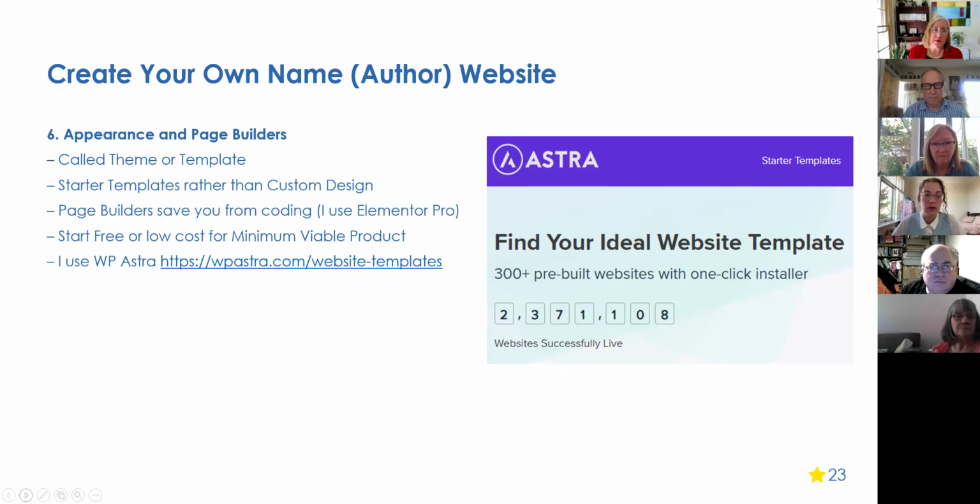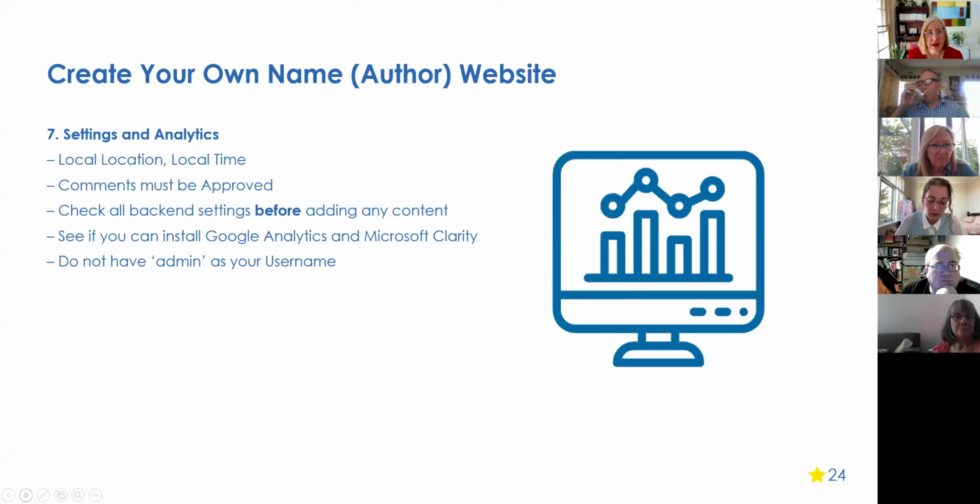So the layout of your website is called a theme or a template. And so, as I said, don't bother with a custom design as a starting point. Just start with something free that's in regular use and build up over time. Page builders will save you from having to manually code things. And I use WP Astra and one of the website templates for all of my clients. And we work with that. And we can change it later on if we need to, but we start off with, again, that minimum viable product. Now, before you start building the website and adding content in, you must change all your settings.